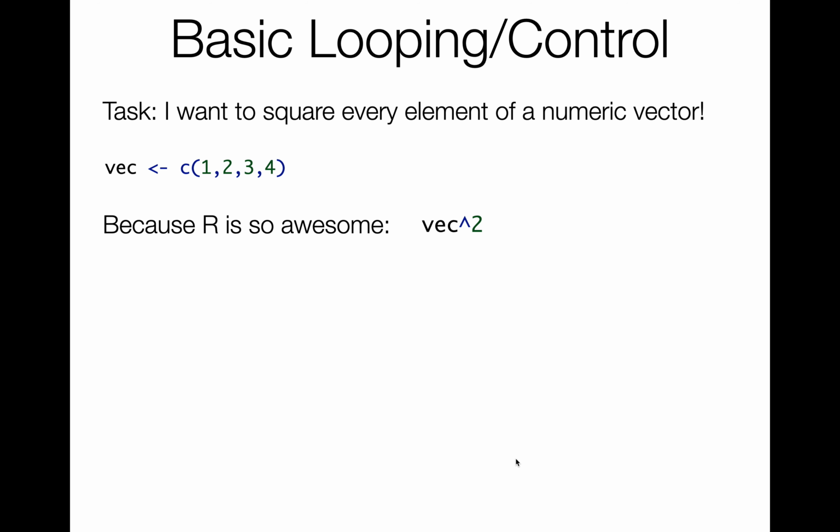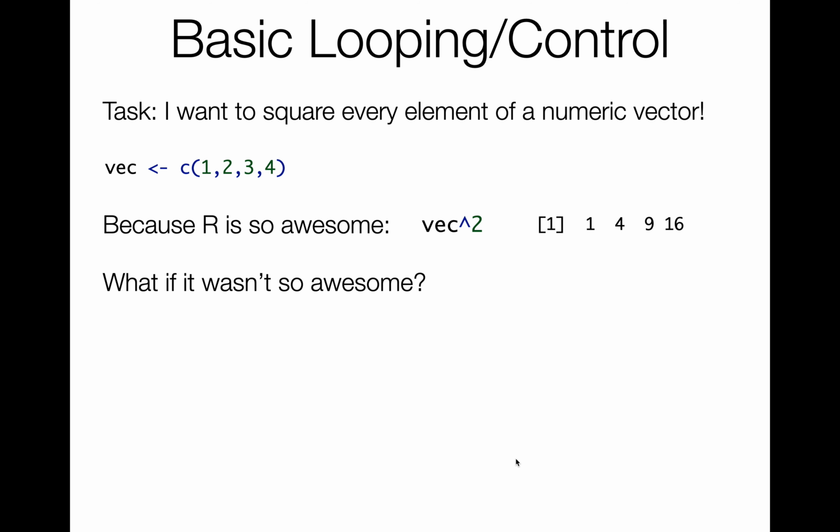So a lot of things in R are what's called vectorized. These sort of operations like plus, minus, there's a bunch of functions that are called vectorized, and they will do that to every element of that vector. So really, in R, we just need to say vector squared, and then I get each element squared in another vector. But suppose R wasn't so awesome.